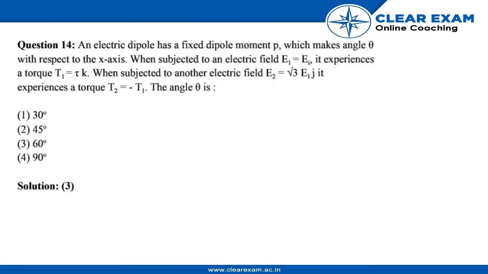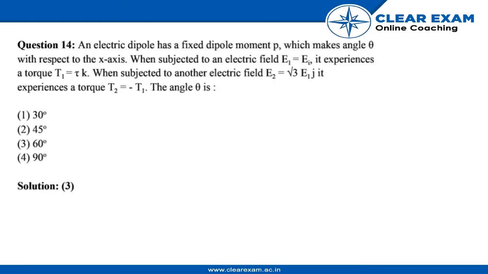Hello guys, today we'll discuss question 14. The question is: an electric dipole has a fixed dipole moment P which makes angle theta with respect to the x-axis. When subjected to an electric field E1 = E i, it experiences a torque T1 = tau k.